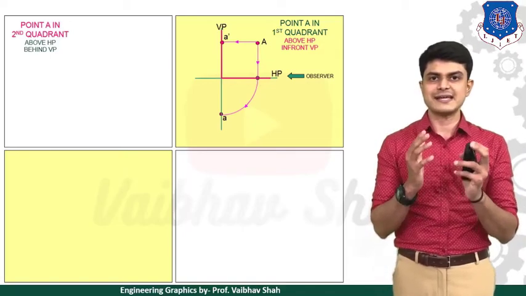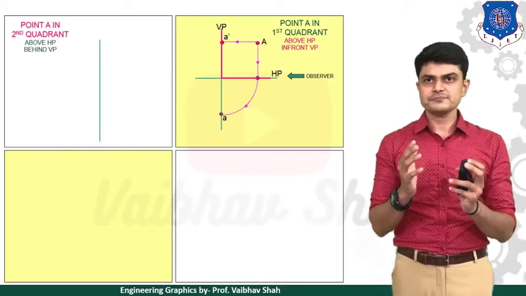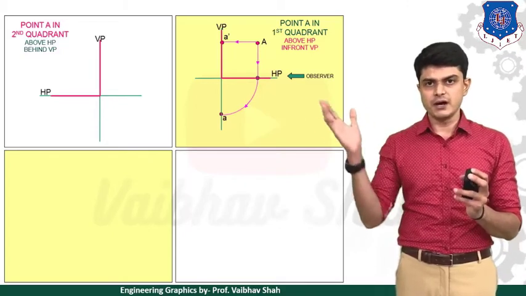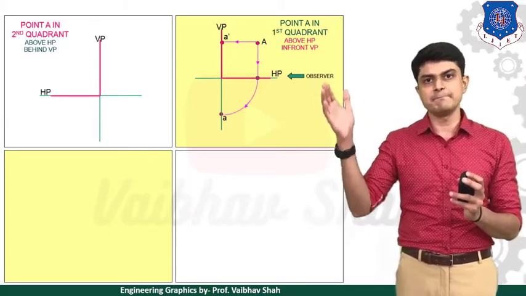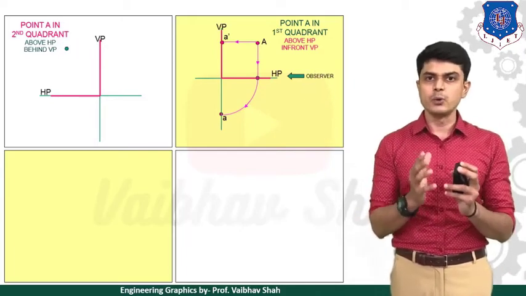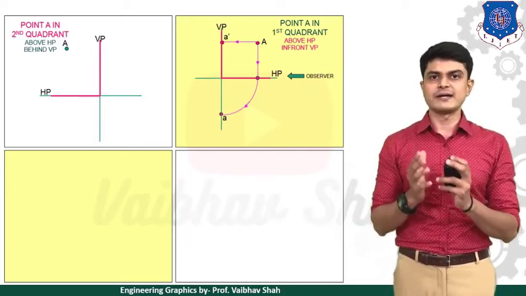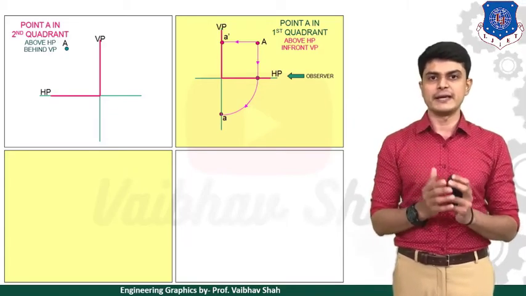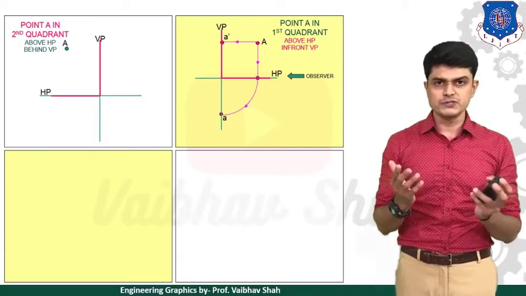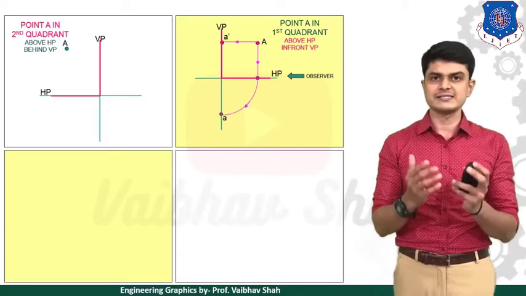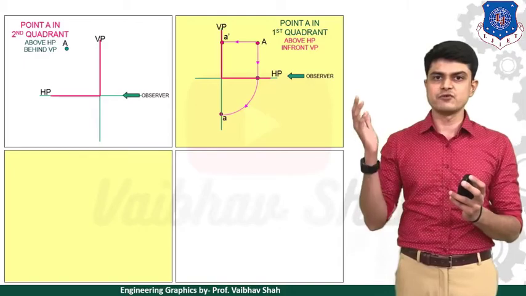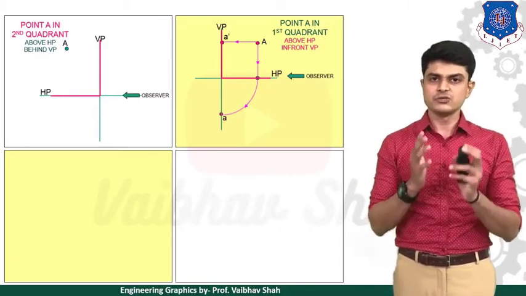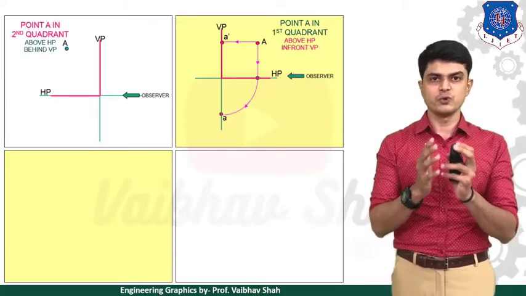Now let us move to a point A in the second quadrant. A point in the second quadrant would be like this, above HP but behind VP. So this is the location of point A from the quadrant system we have just learned, a new location of point A. Now we will take the same two views, front view and top view. The front view direction would be common for any position of points, so we keep the directions of front view and top view the same.